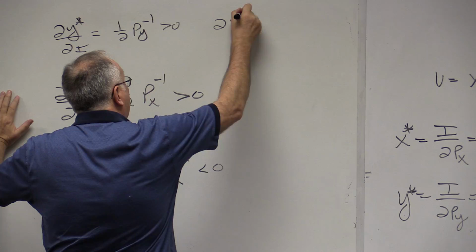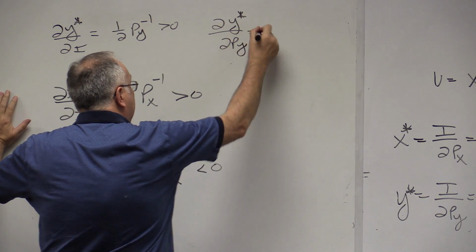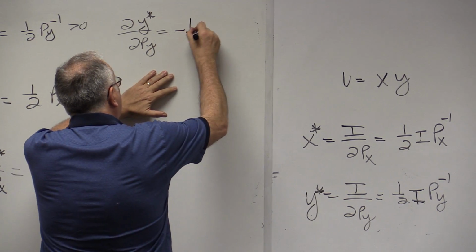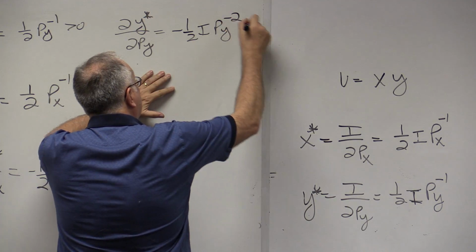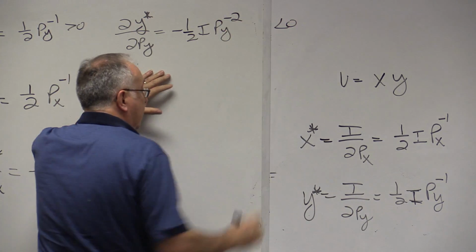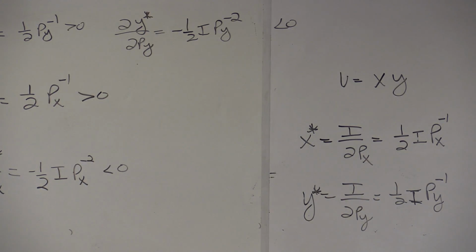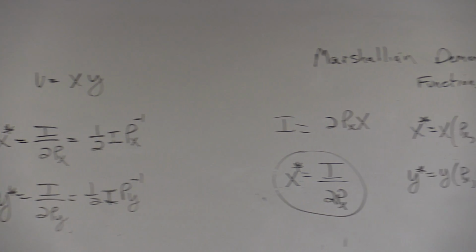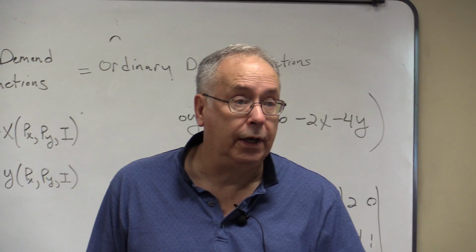Partial Y star, partial Py is always negative. Notice that's minus 1/2 I Py to the minus 2. That's always negative. Okay. That's the law of demand. As the price of good Y goes up, the consumer consumes less of it. As the price of good X goes up, the consumer consumes less of good X.